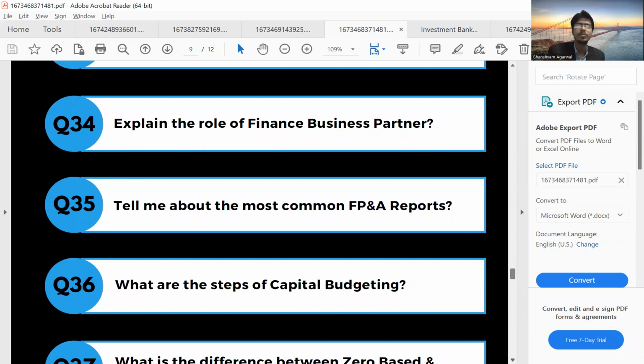Why do you want to switch your role from an existing profile like audit or taxation to FP&A? Why do you think that you are the best candidate for this profile? Do a short analysis of your personality. What is your strength, weakness, opportunity, threat?